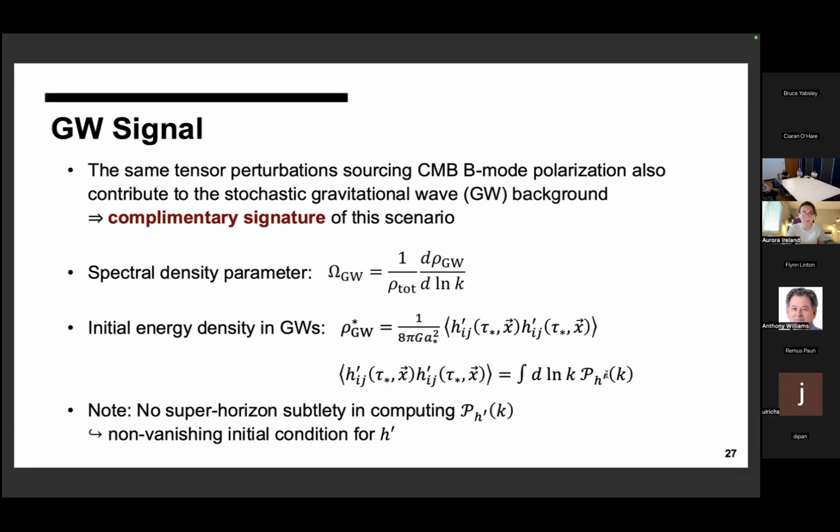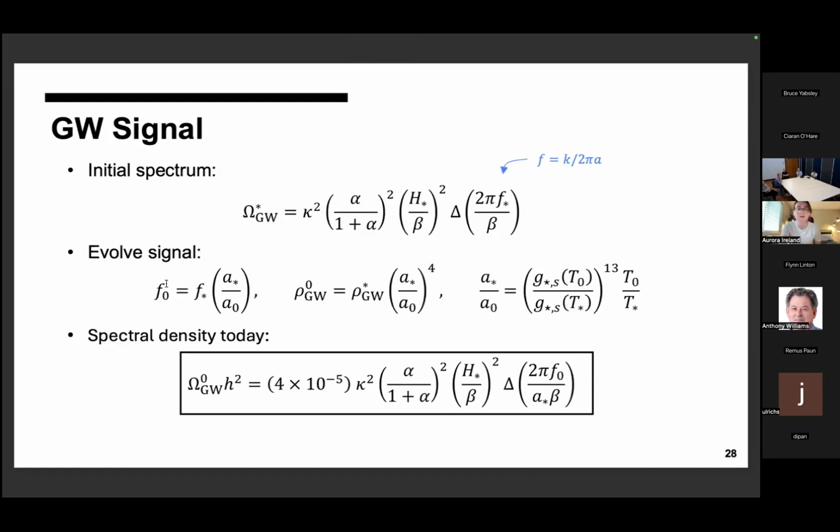For the subhorizon modes, this is just k squared times the power spectrum of H itself. And for the superhorizon modes, it's actually the same thing. But calculating this is a little bit easier because there's no subtlety with the superhorizon modes, although this is too much detail, I calculated it. So I can write down what my initial spectrum is, doing the same song and dance as before, and then I can evolve that signal to today. And I get this prediction for the spectral density today as a function of my thermal phase transition parameters. And this is the same delta function that appeared before.